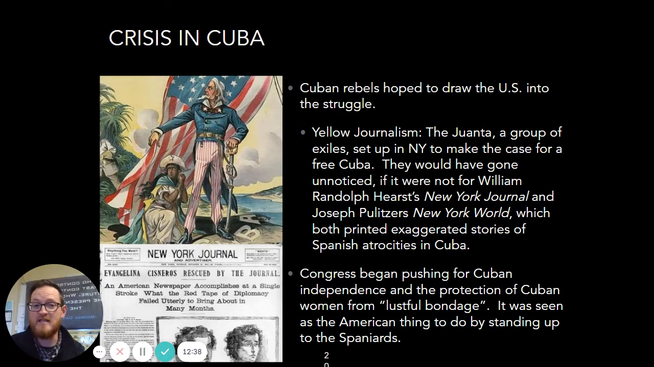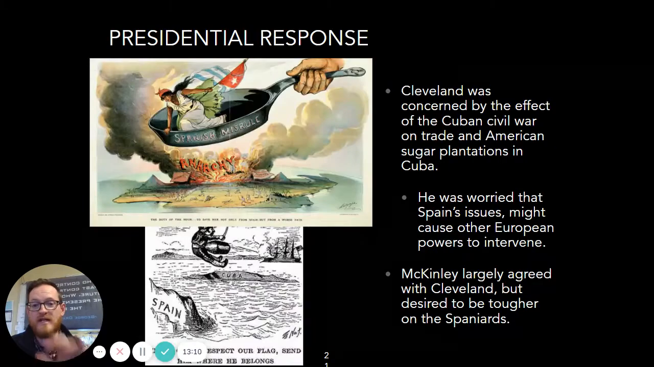So as a result, these stories are being printed in newspapers. Americans are reading this, and Americans are starting to say, hey, maybe we should do something. Maybe we should intervene in Cuba to help out the people there. So Congress starts pushing for Cuban independence and protection of Cuban women from the lustful bondage of the Spanish. It was seen as the American thing to do to help stand up to the Spaniards. You can see in that first political cartoon there what is supposed to be a Cuban woman being protected by Uncle Sam.